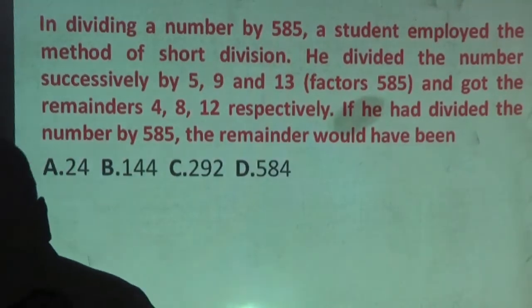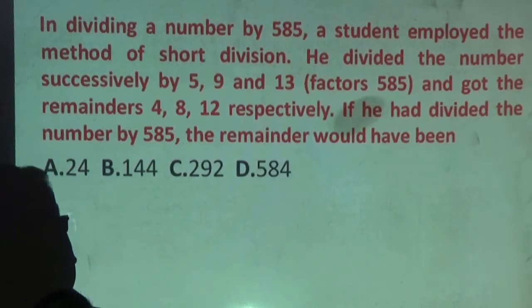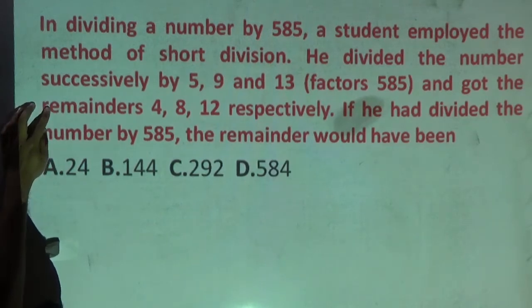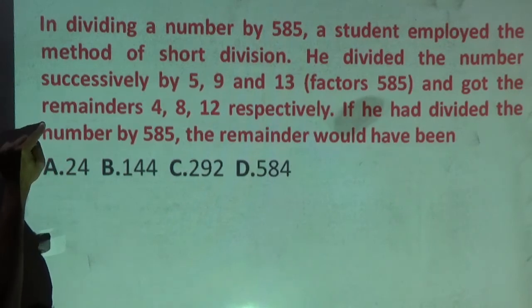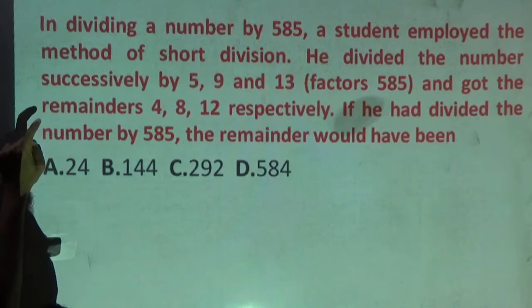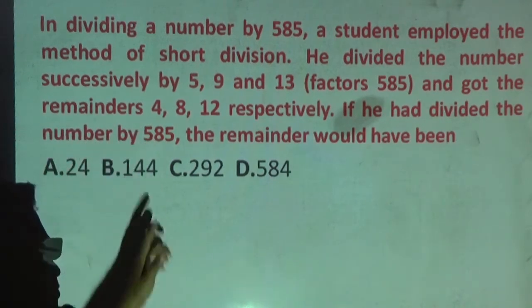Today's session, I am going to continue the problems on operations on numbers. Now, the first problem. In dividing a number by 585, a student employed the method of short division. He divided the number successively by 5, 9 and 13, which are the factors of 585, and got the remainders as 4, 8 and 12 respectively. If he had divided the number by 585, then what would be the remainder?